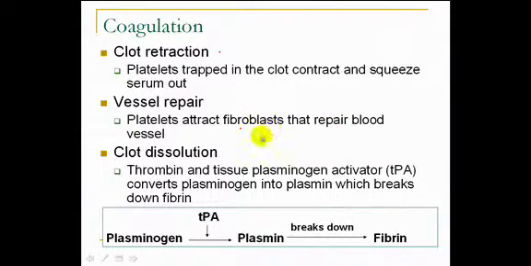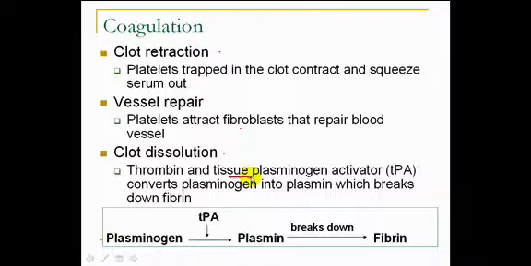And then once that vessel gets repaired, you now need to get rid of your clot. So you have what you call clot dissolution. Thrombin not only does positive feedback of forming the clot, but then it also plays a role in breaking down the clot, which is odd, but it does. And then there's this guy called tissue plasminogen activator, TPA. So this guy, you should remember him.